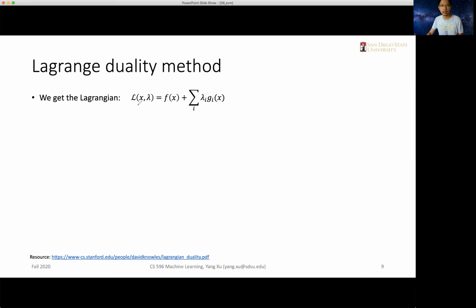Okay, the Lagrangian of x and lambda, where lambda is something greater than 0 that we just introduced, is the target function f of x plus the summation of all the inequality constraints. Okay, so this g_i is the left side of the inequality constraints.